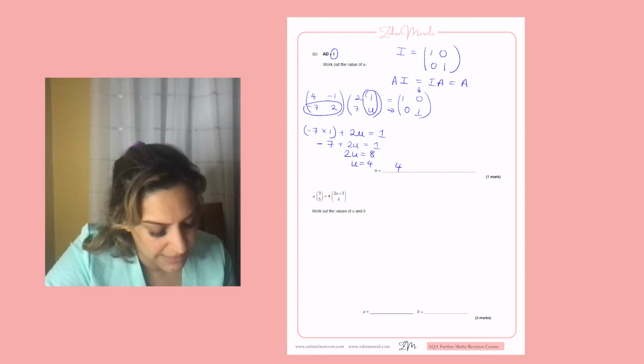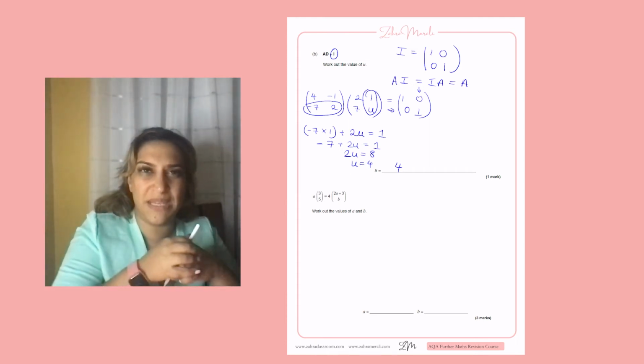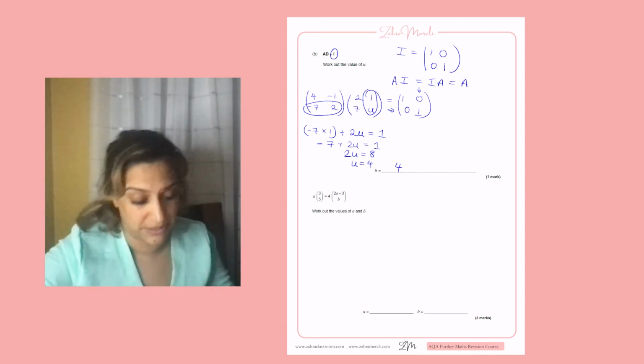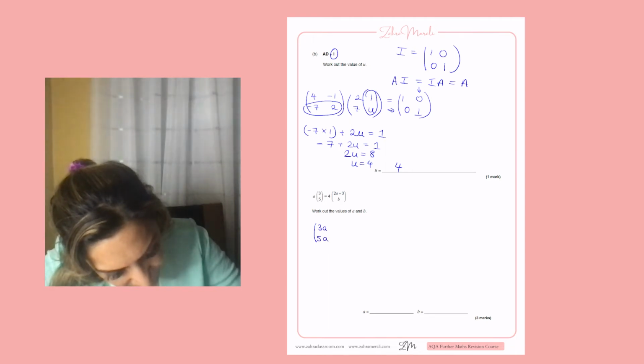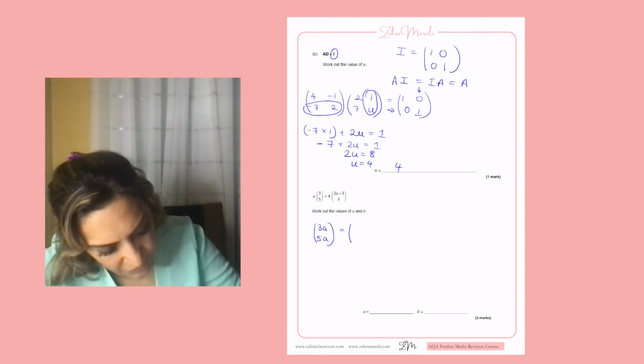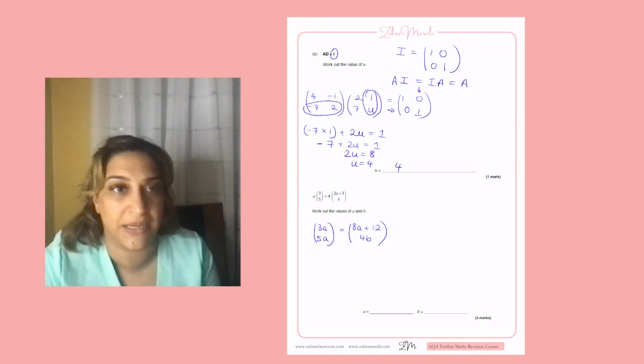Okay, next question. Work out the values of A and B. If we've got a number outside, it means everything is multiplied by that. So here, this means 3A and 5A. And on this side, we've got 4 times 2, so 8A plus 12. So it's like having a number outside of a bracket.